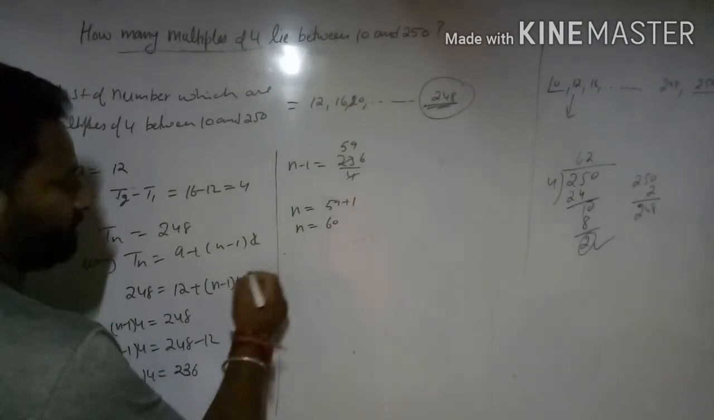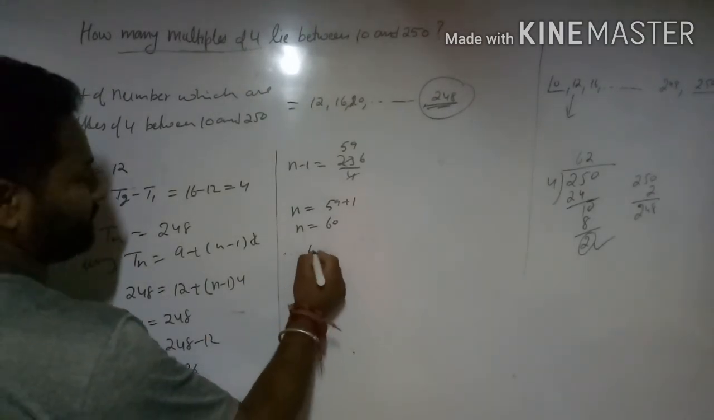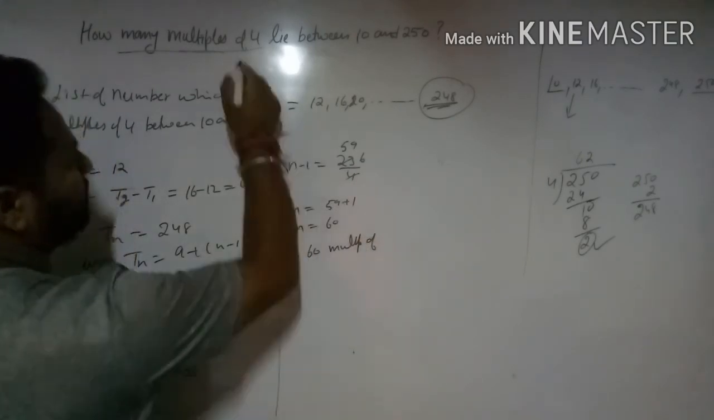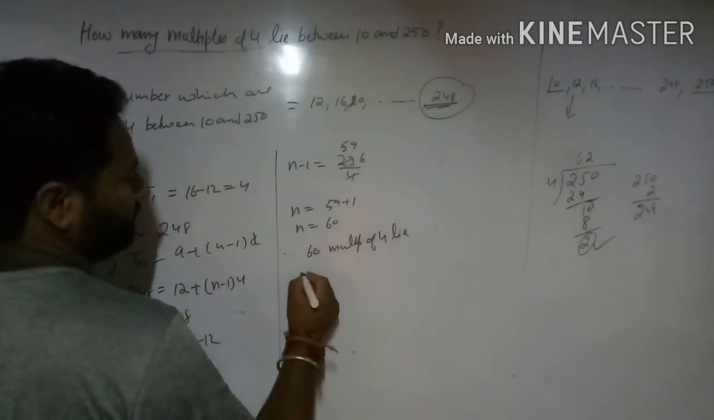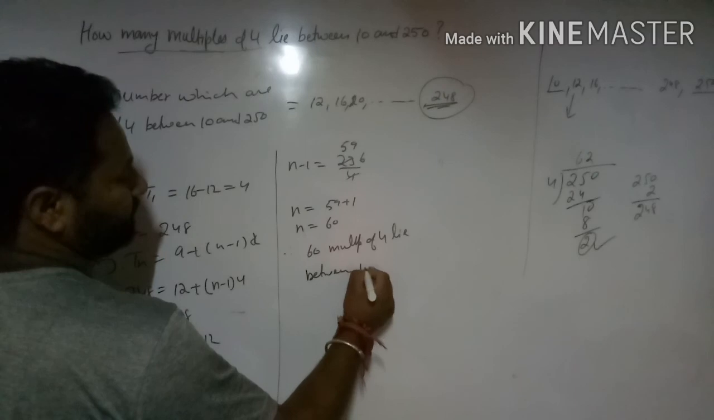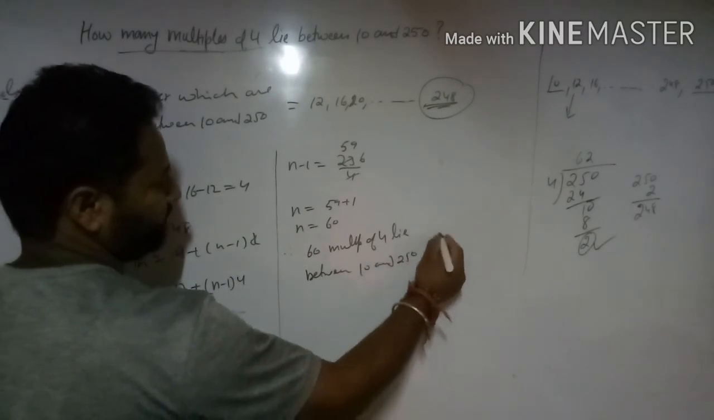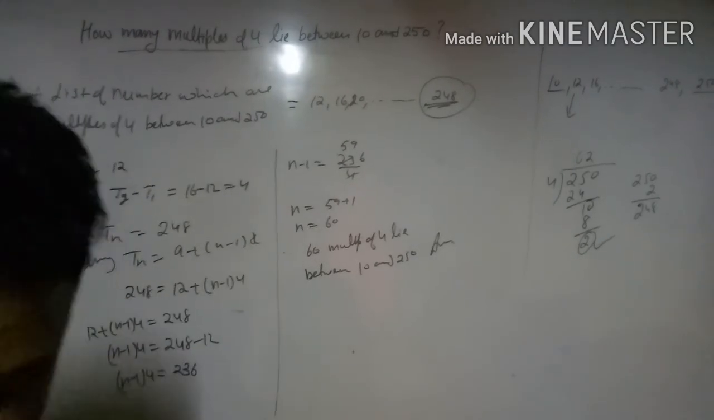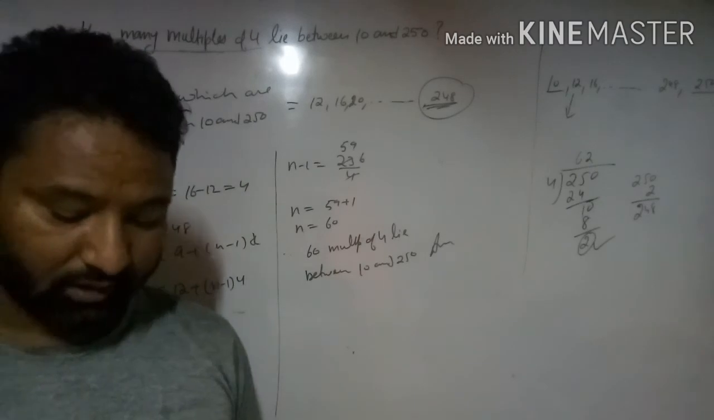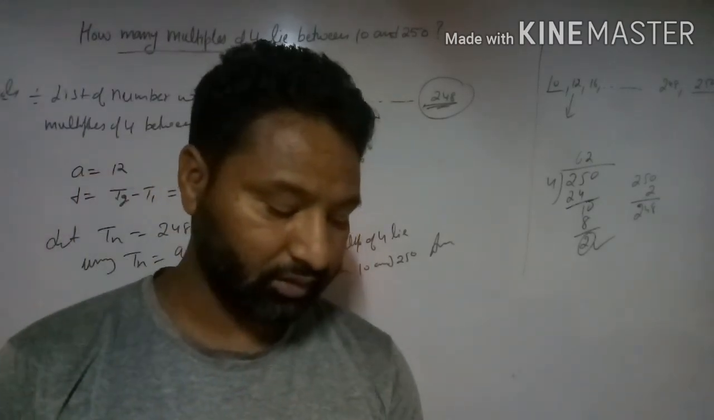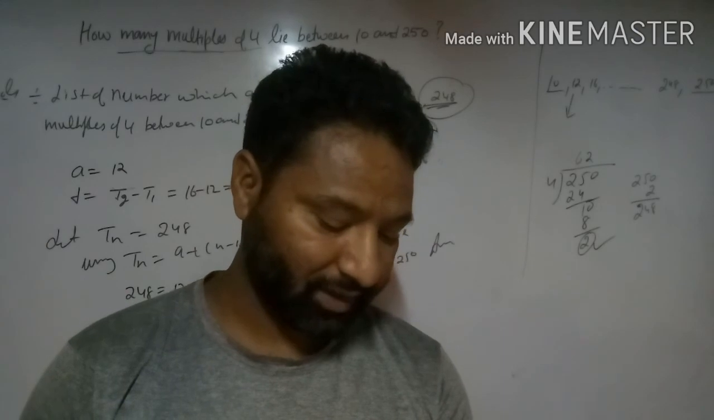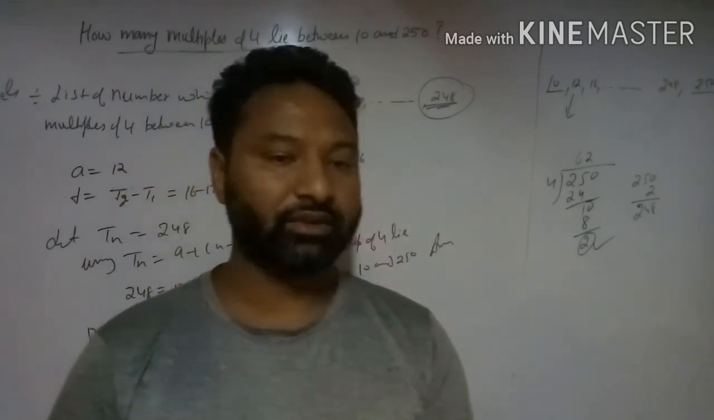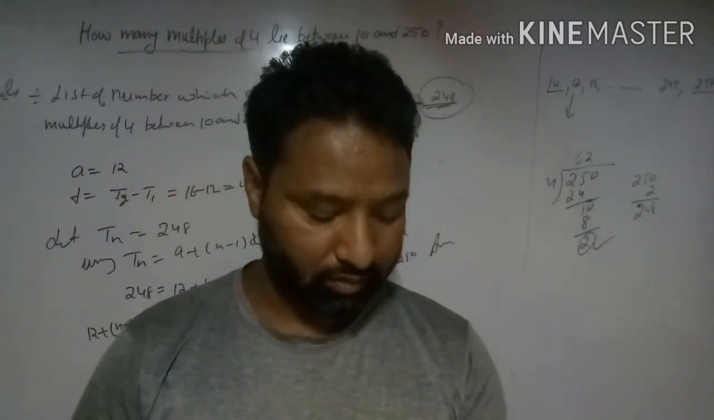Therefore 60 multiples of 4 lie between 10 and 250, and this is the answer to this question. In this way we can do the questions of exercise 5.2. According to the new syllabus, exercise 5.3 is removed from the syllabus by the HP government. So you have to study only exercises 5.1 and 5.2.